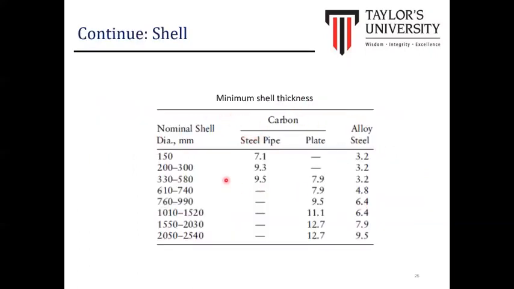Okay, this is the table. This table shows the minimum shell thickness. If we have the nominal shell diameter, for example 150 millimeter, we can define the minimum thickness based on the type of material used, such as carbon. If you use standard steel, basically you can consider a minimum thickness of around 7.1 mm. If you use alloy steel, you may consider 3.2 mm.